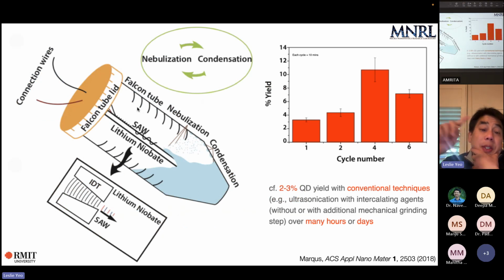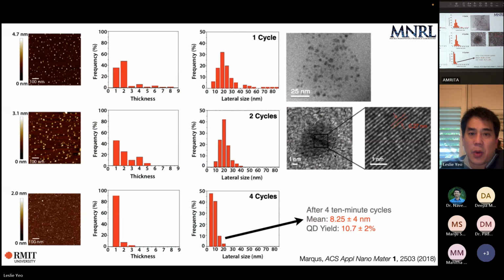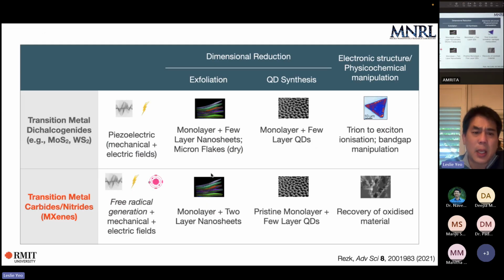Okay. Interestingly, if you nebulize them, and we did this in a Falcon tube, you nebulize and let them condense, and you nebulize again and condense again, and do it over many cycles, you actually break them further into quantum dots, right? They seem to be a lot of them in monolayer form as well. But that's all I'm going to say about that work, because I'm running out of time.